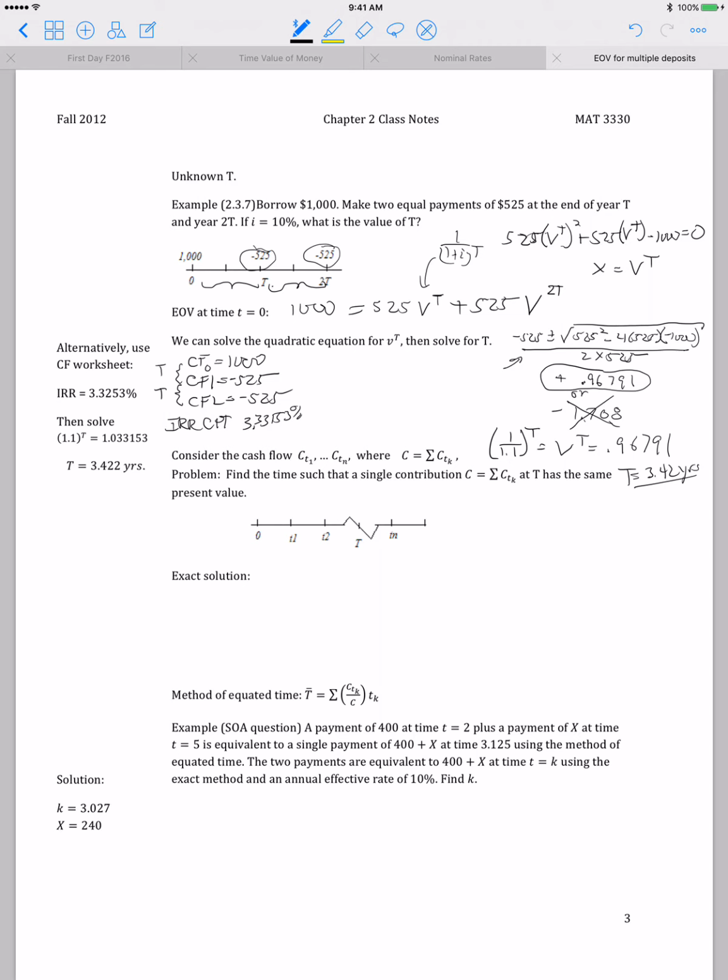And so since a unit of time is t years, that means that 1.1 to the t power is going to be equal to 1 plus the IRR that I just computed. I have a unit of time of t years between these cash flows. My annual effective interest rate is 10%. So I can solve this equation for time.